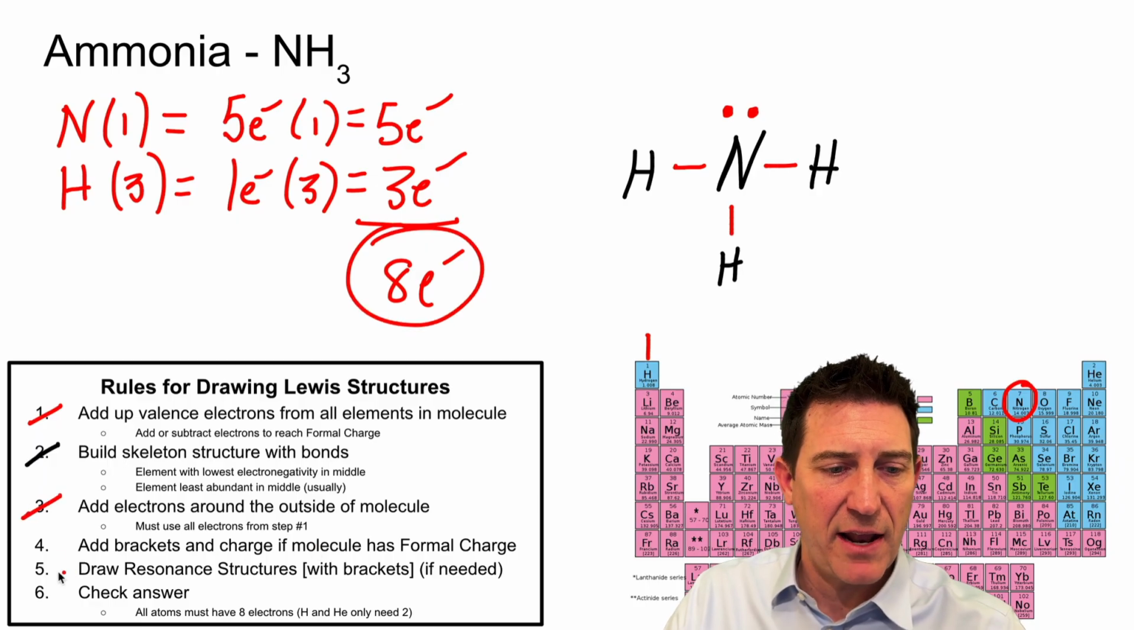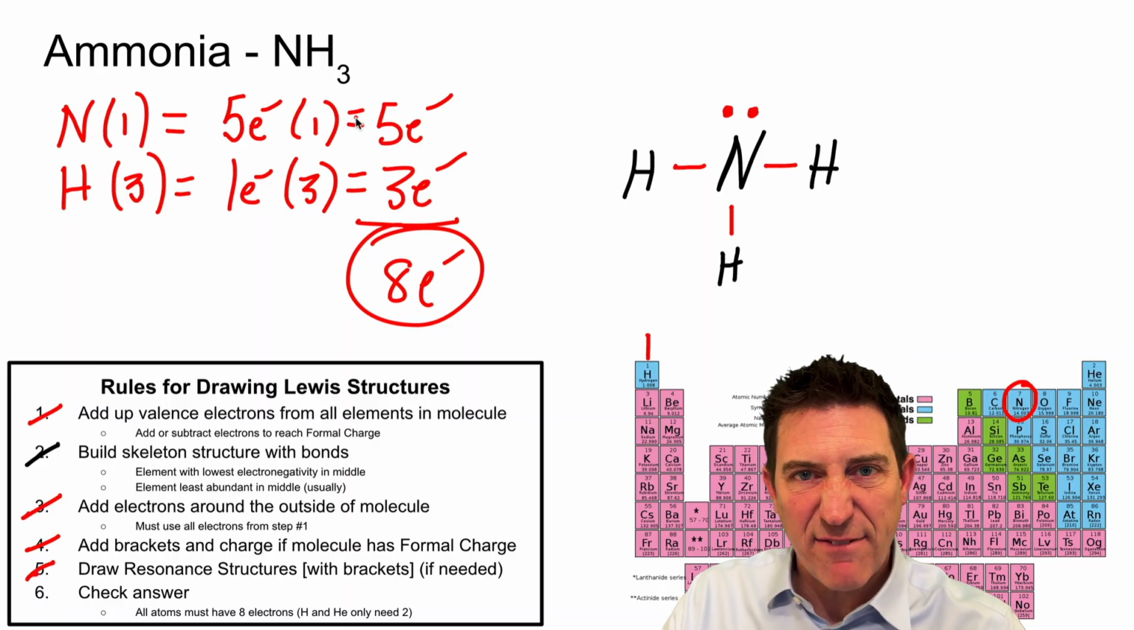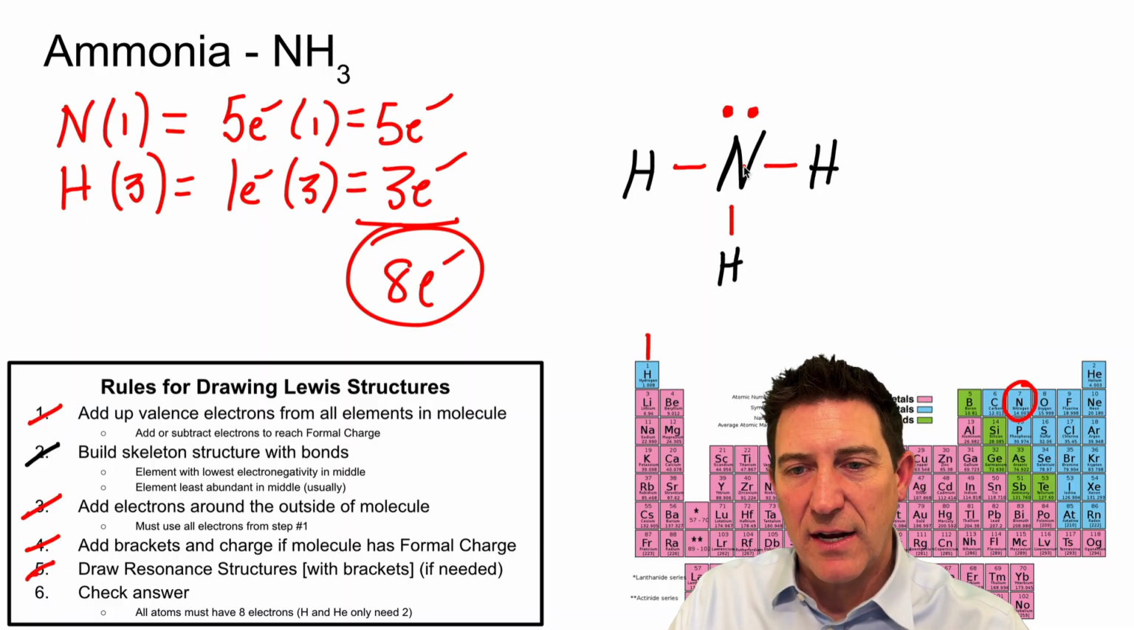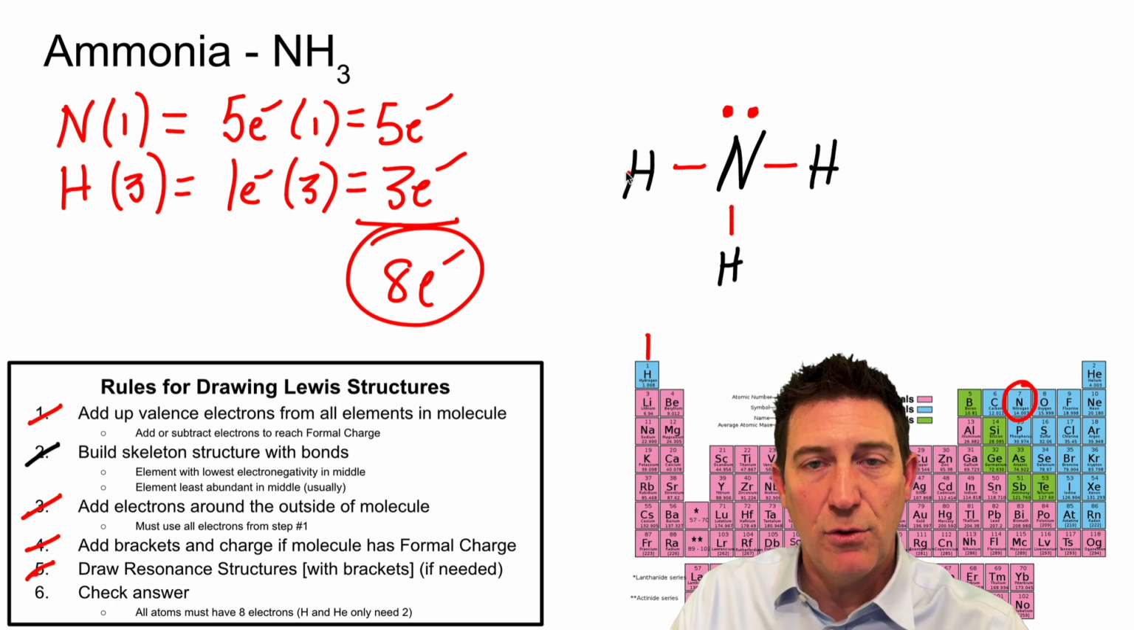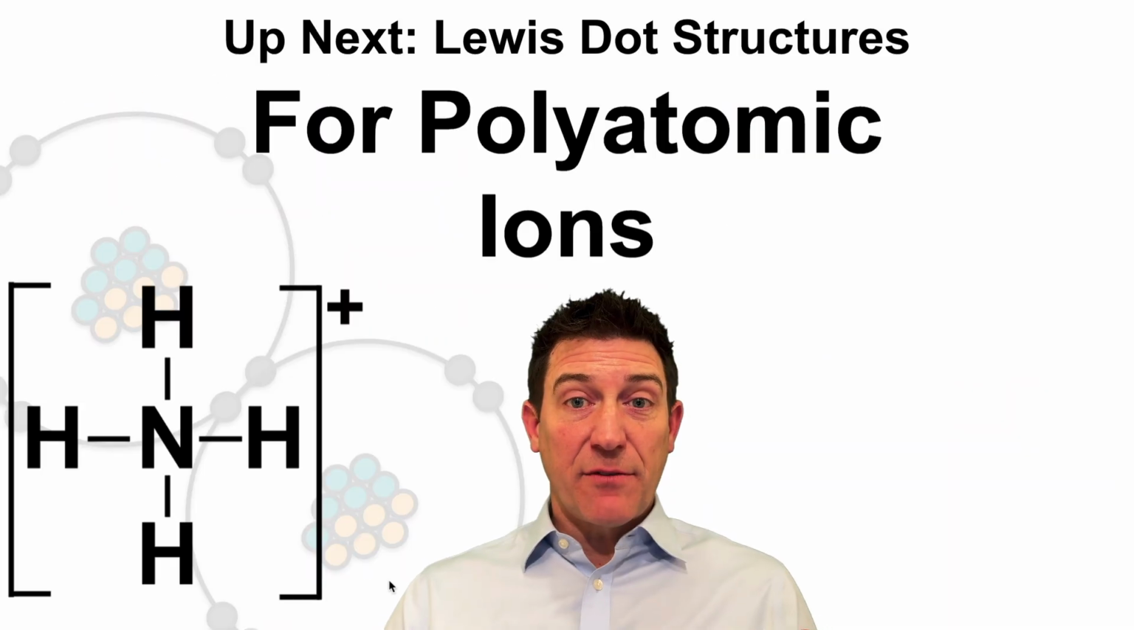I add brackets if it has a formal charge. It doesn't. And resonance structures, it doesn't have that. And check our answer. Nitrogen right now has 2, 4, 6, 8. Each of our hydrogens have 2. This is the Lewis structure for ammonia. That's the basics for Lewis structures.